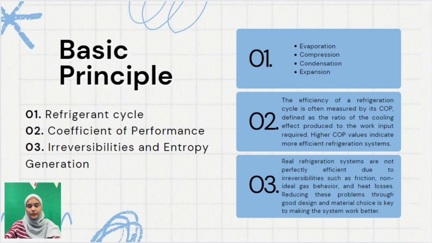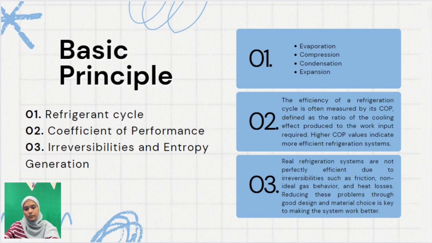For basic principle, the refrigerant system operates based on this principle. The first one, refrigerant cycle. The refrigerant cycle involves the process of evaporation, compression, condensation, and the last one, expansion.